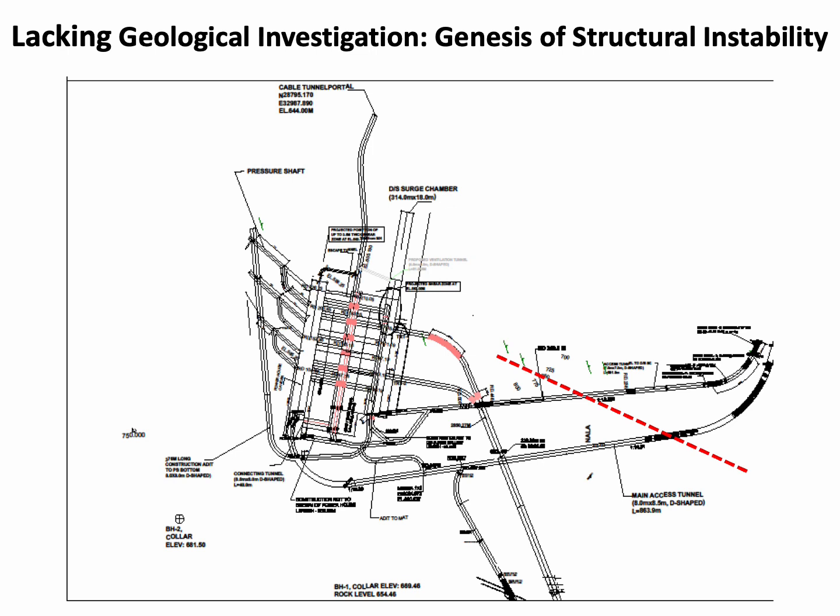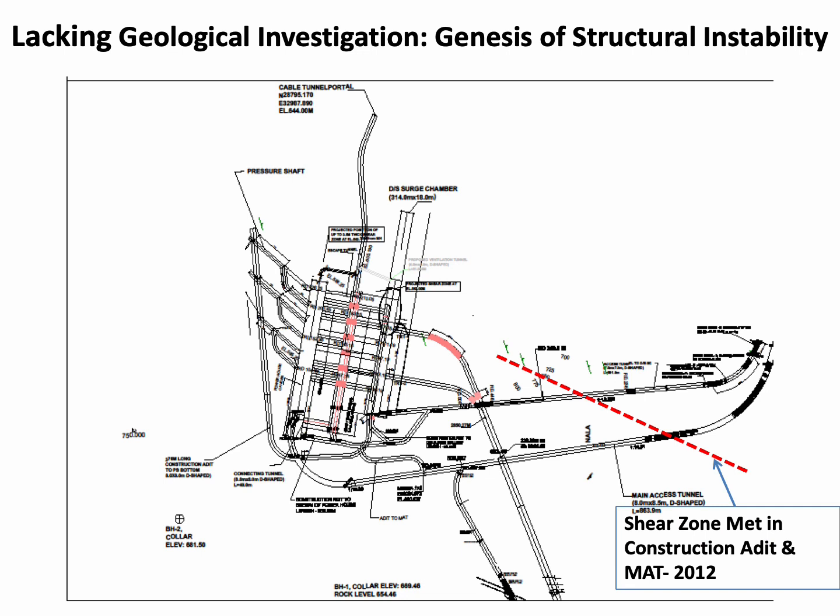There was a shear zone encountered in the main access tunnel to the powerhouse and construction adit to the downstream surge gallery. This is the construction adit to the surge gallery, and this is the main access tunnel to the powerhouse. A shear zone was encountered during the excavation of these two tunnels. It was met in 2012.